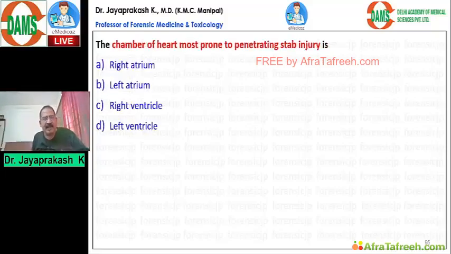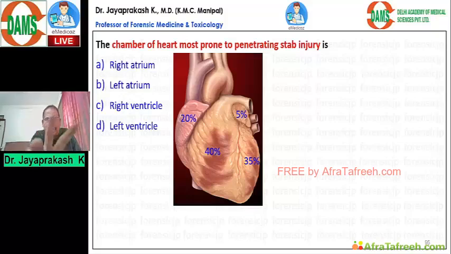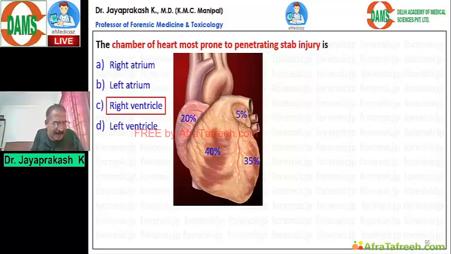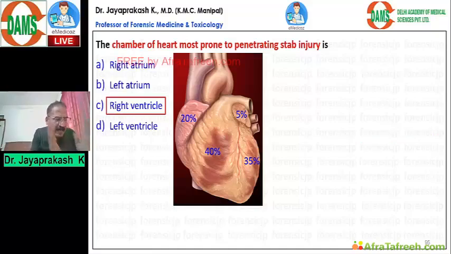Which is the chamber most prone? You have to use your anatomical knowledge. Maximum surface area, what you see in the heart is the right ventricle. So, the right ventricle is most prone to penetrating stab injury. See, penetrating, perforating, there is nothing to it. If a stab enters into a cavity like the cranial cavity, thoracic cavity or abdominal cavity, it is a penetrating wound. If it comes out from the other side of the body, that means wound of entry and wound of exit, then it is a perforating wound.